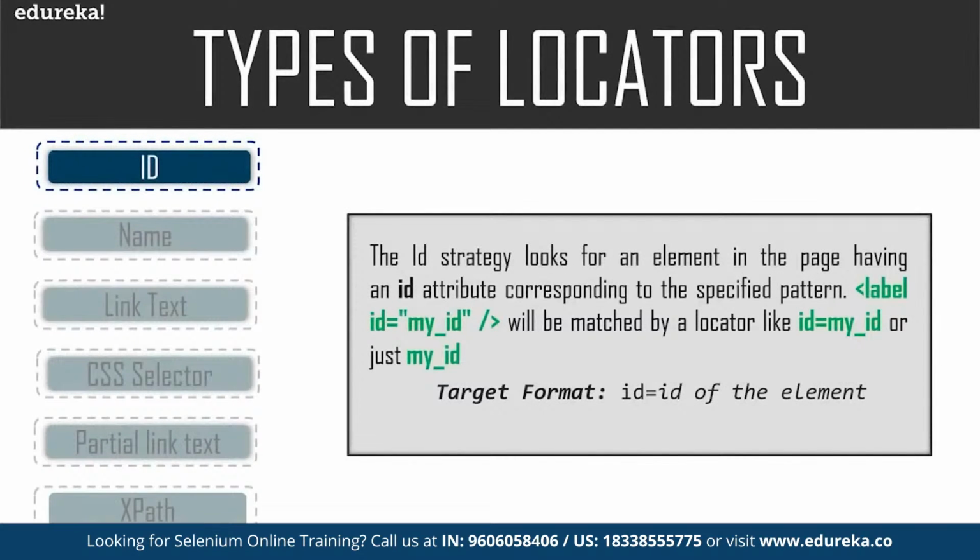Okay, so first we'll start with the ID. This is the most common way of locating elements since the IDs are supposed to be unique for each element. This locator looks for an element in the web page having an ID attribute. The target format will be something like this: ID is equal to the ID of the element. Okay guys, so this is about the ID locator.